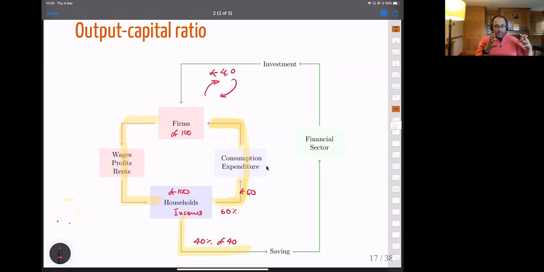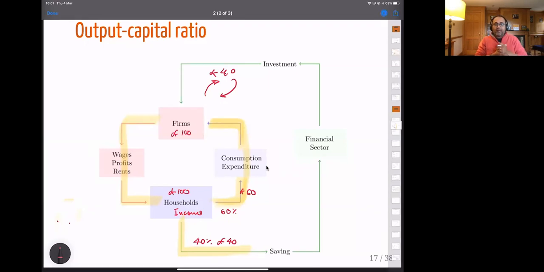Now, out of the 40 pounds, when firms get the funds for investment, they spend on two things. The first thing they spend on is repairing machines, or ensuring that the machine is taken care of, right? And that is called depreciation, right?